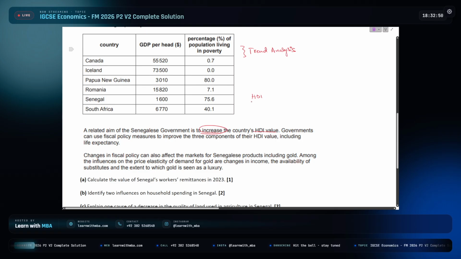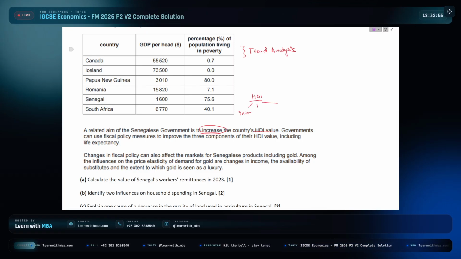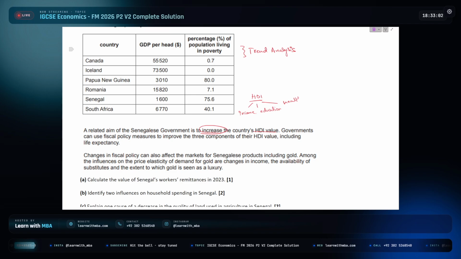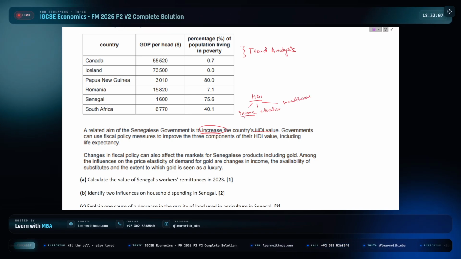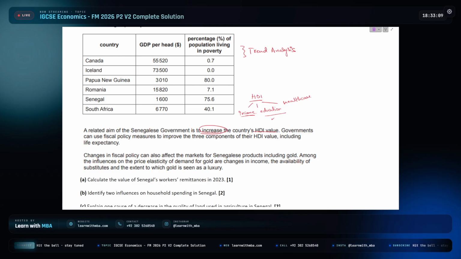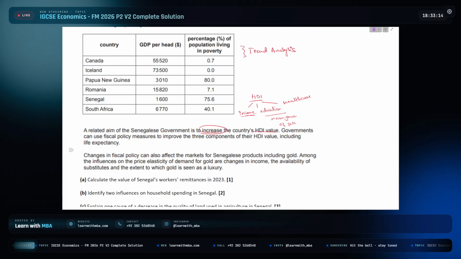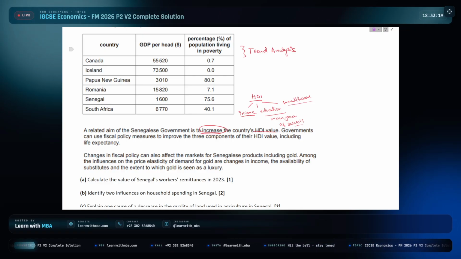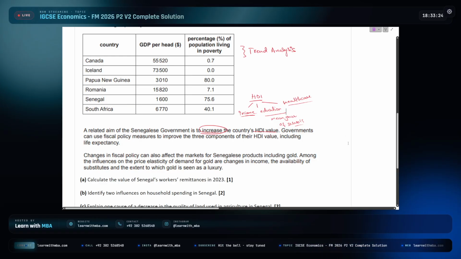HDI is a composite indicator of three things: income, education, and thirdly, healthcare. GDP is covered in the income, right? So you take income per capita here. In education, you take mean years of schooling, right? On average, how many years of schooling do you expect one person to get? And in healthcare, you take life expectancy at birth, right? So these are the three indicators.